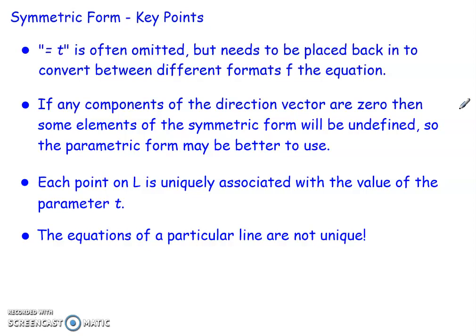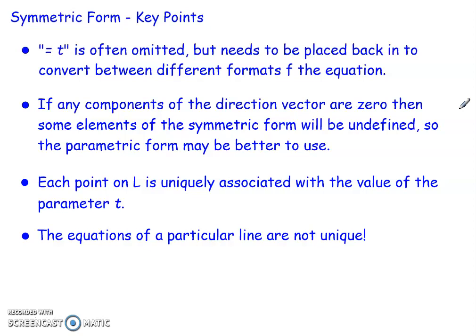Next one is that each point on the line L is uniquely associated with the value of the parameter t. So every single point on that line is uniquely associated with a value of t, so every single value for t I pick will give me a different point upon the line. Every single point depends upon that parameter t.